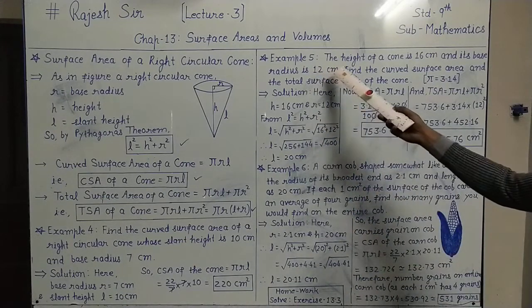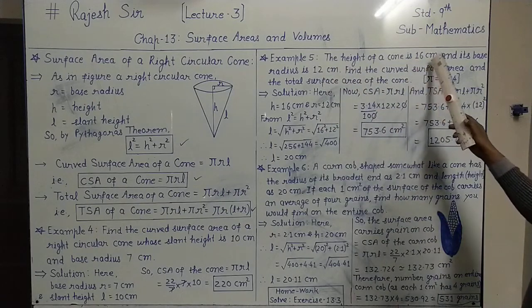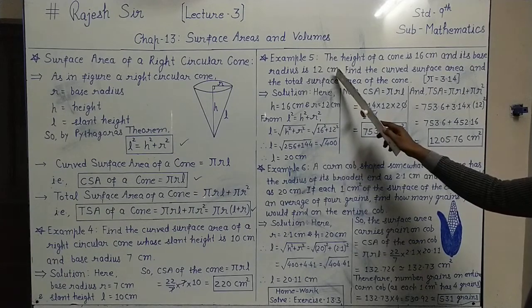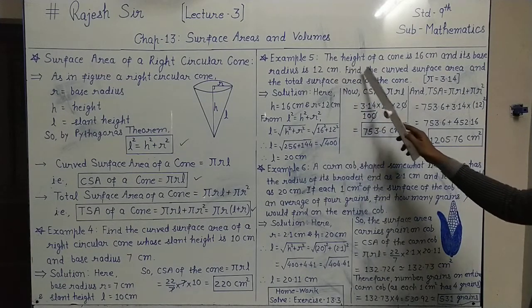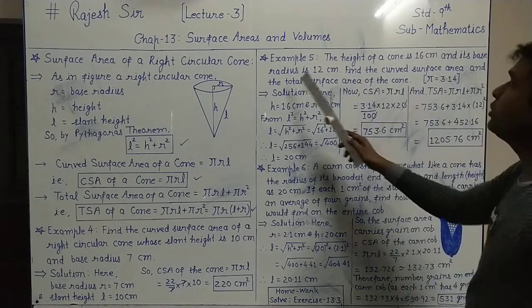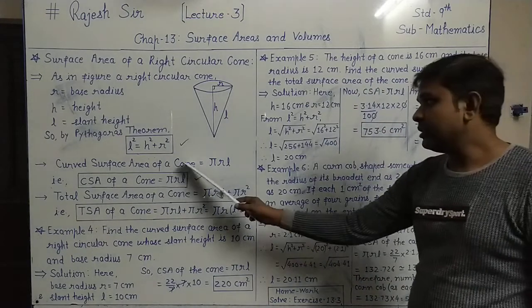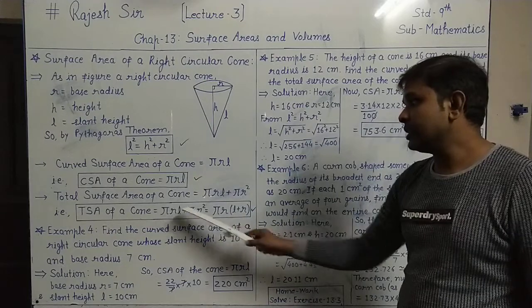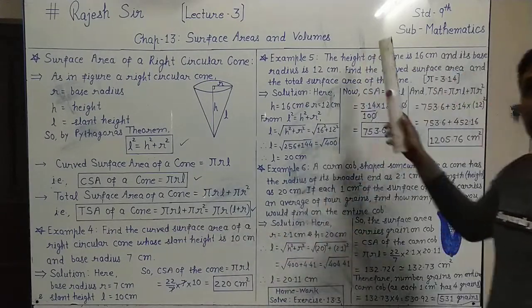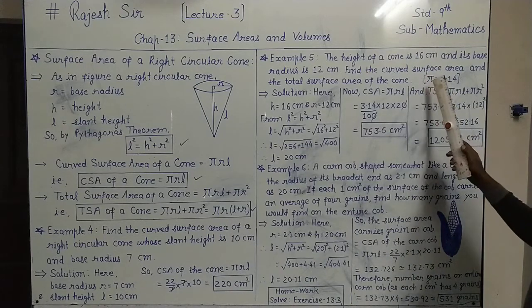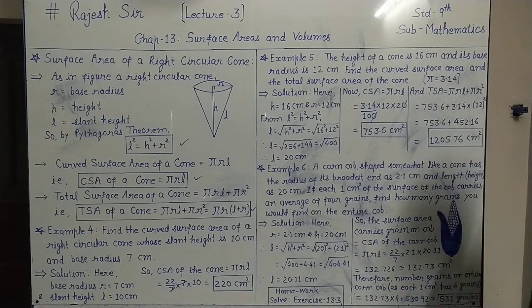In example 5, the height of a cone is 16 centimeter and its base radius is 12 centimeter. It is given. Find the curved surface area and the total surface area of the cone. For the curved surface area, we will use this formula, and for the total surface area, we will use this formula. We have to find both for this cone, and we have to take pi equals 3.14 in this question. This is also given in the question.